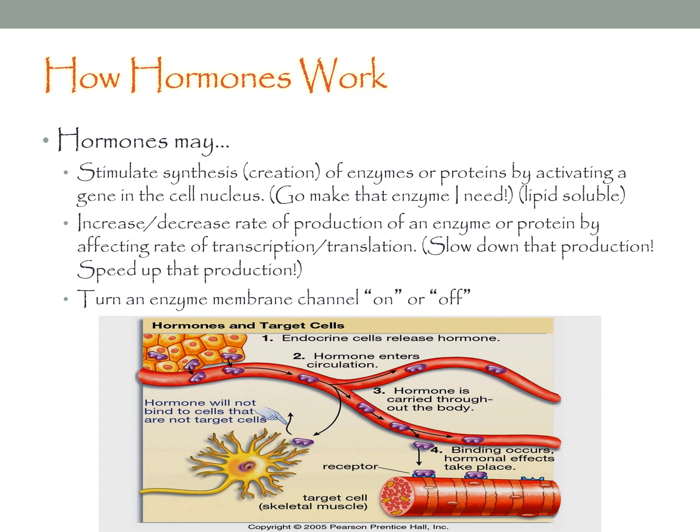Hormones work in different ways. In layman's terms, hormones could go to a receptor site and say, hey, please make me that enzyme that I need. They could head to a receptor site and say, hey, slow down the production of that enzyme or speed up the production of that enzyme. They might also go to a receptor site and essentially turn it on or off, like closing the door or opening the door.